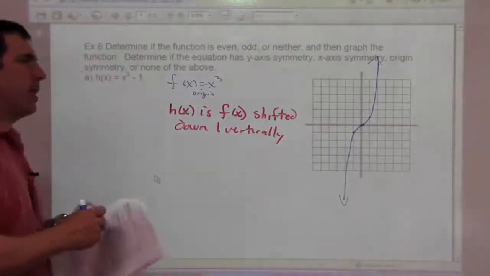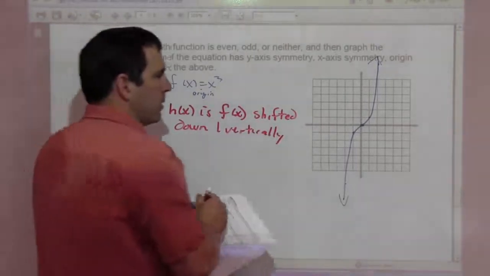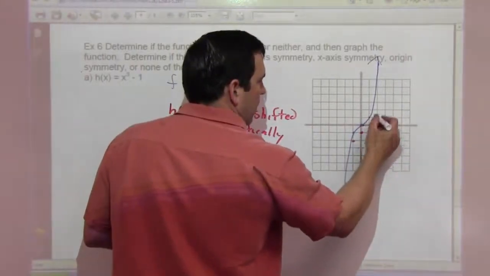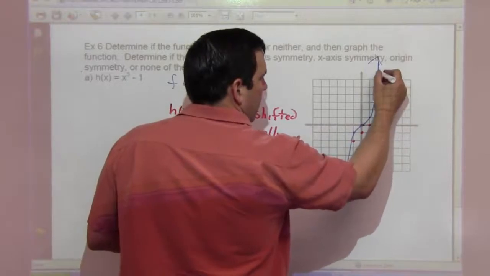So h of x is f of x, but it's shifted down one vertically. So it's going to go here, there, there, and there.